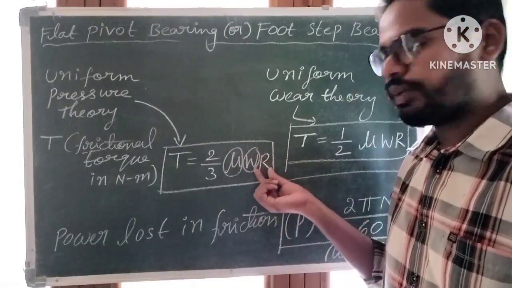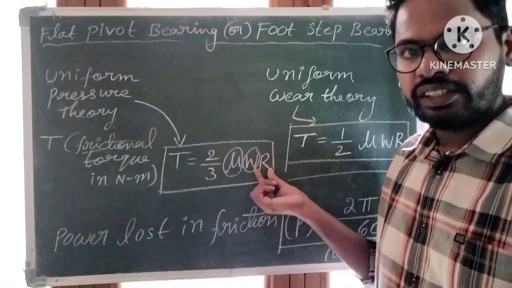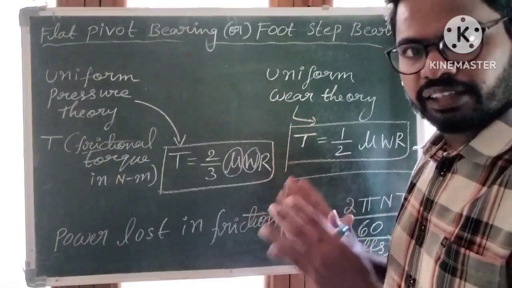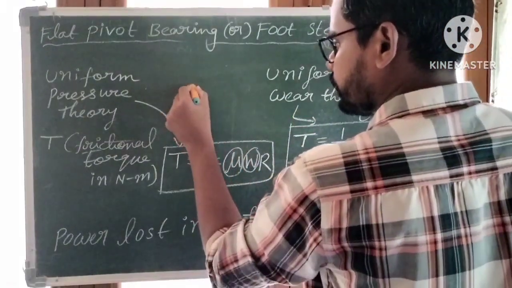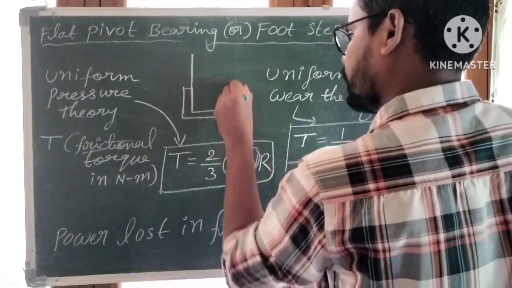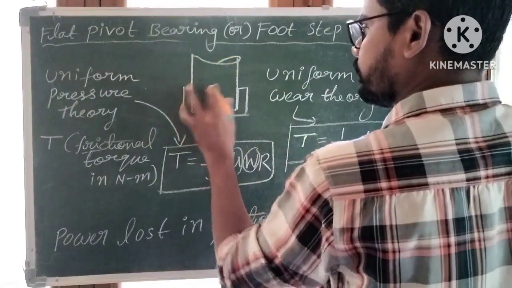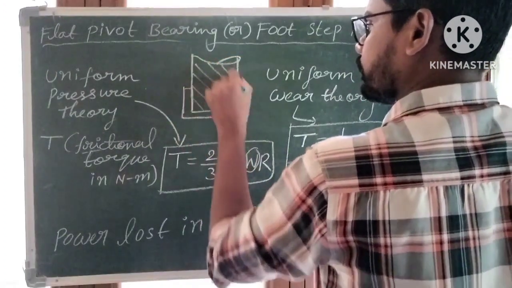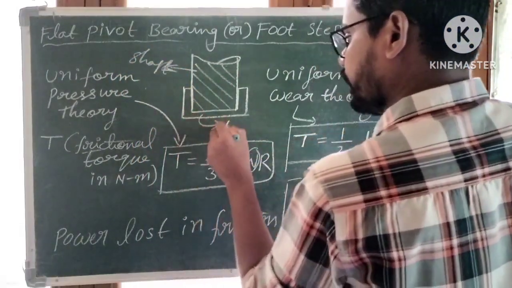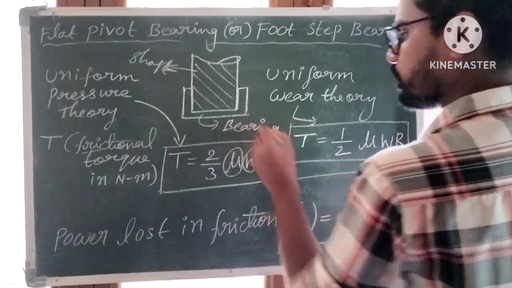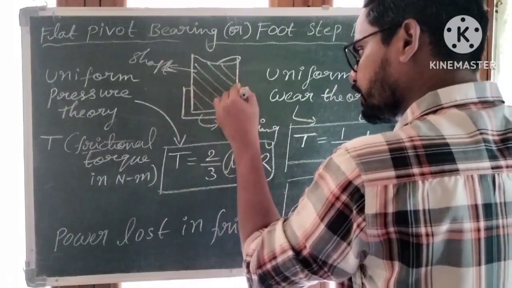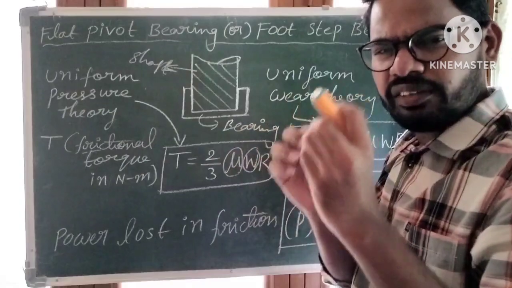So the radius of the bearing surface is equal to the radius of the shaft in general, since there is a very minimum, very small clearance between the shaft and the bearing surface. What does a footstep bearing look like in a diagram? If you consider, this is the shaft, and this is the bearing. Here the clearance between this bearing and shaft is very small, negligible.